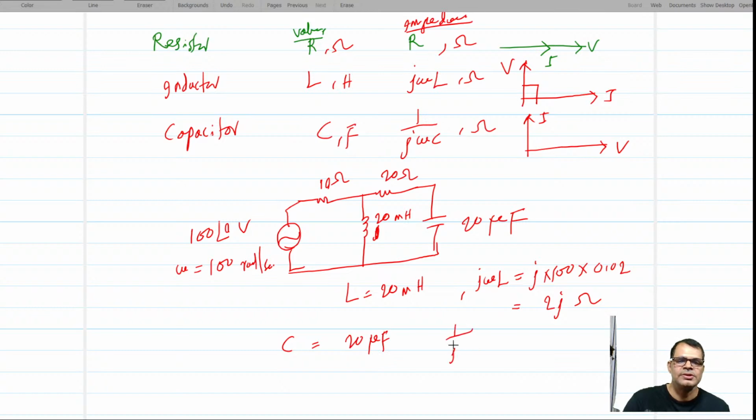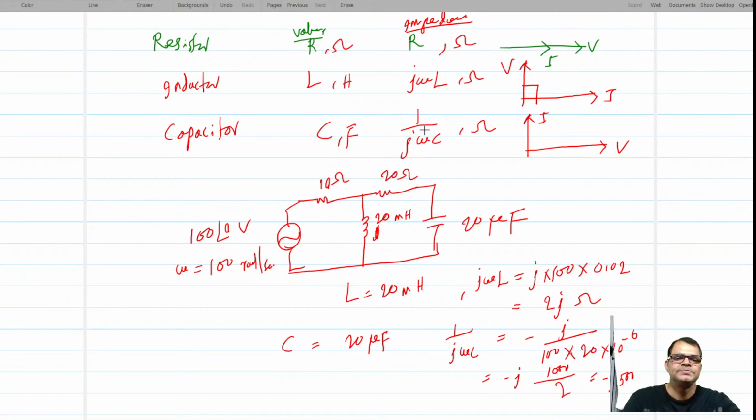So 1 upon j omega C becomes minus j upon omega, which is 100, into 20 into 10 to the power minus 6, that is minus j, which is 1000... you see 10 to the minus 6 is 1000 will come to the numerator upon 2, that is minus j 500.